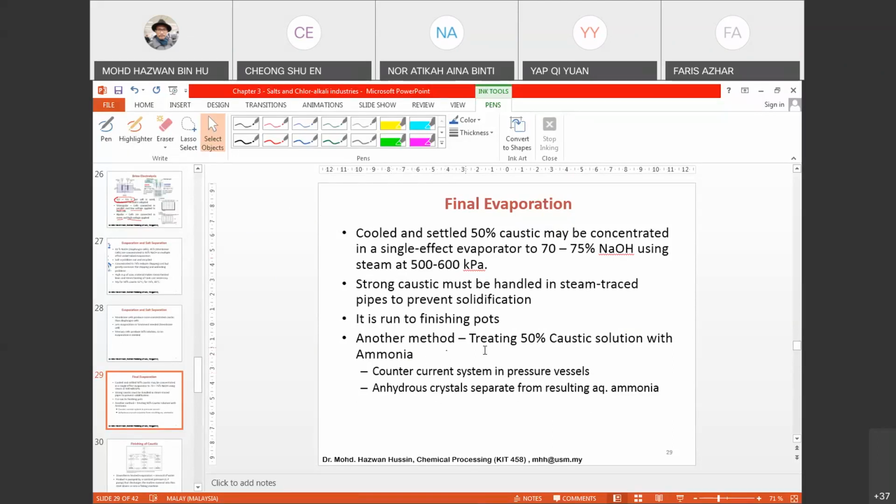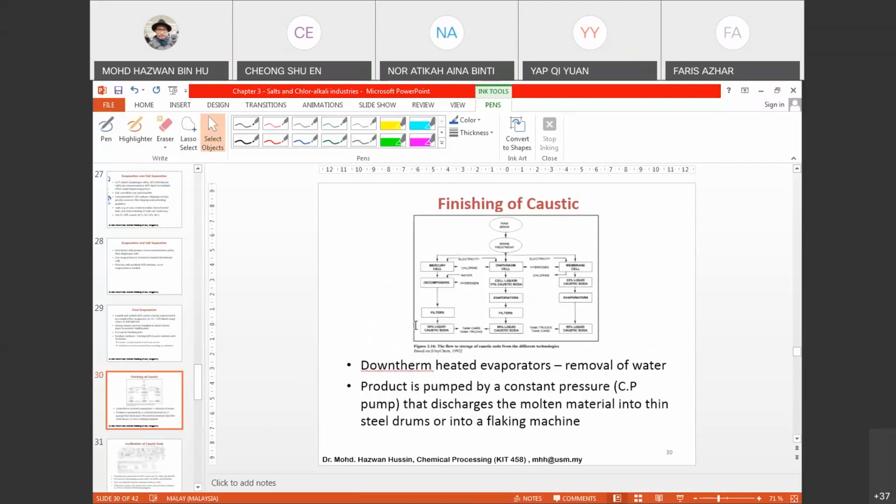What happens basically when you treat 50% caustic soda with ammonia, because both are actually strong alkaline, strong bases, it can actually increase the exothermic process, and the removal of water can be increased as well, right? And the downterm heater evaporators normally used for the removal of water, and product is normally pumped by a constant pressure that discharge the molten materials into thin steel drum or into flake machine.